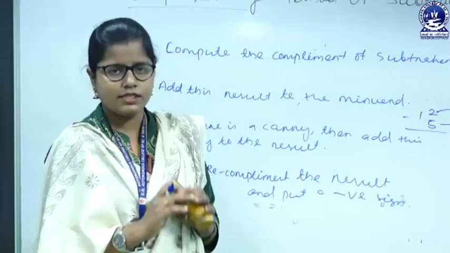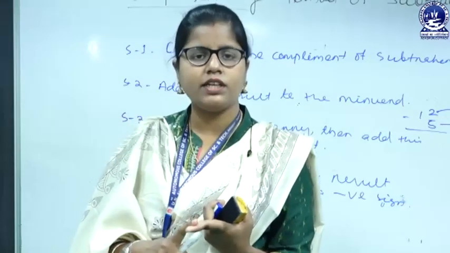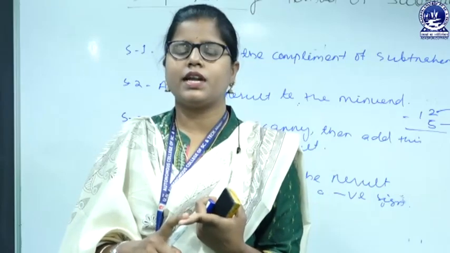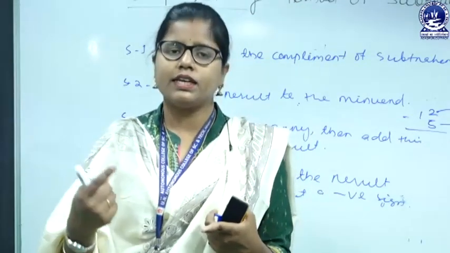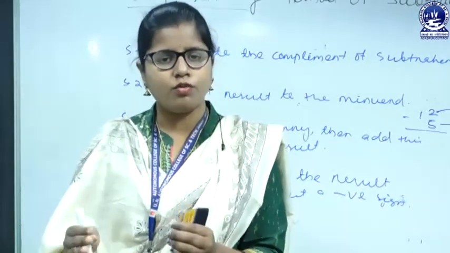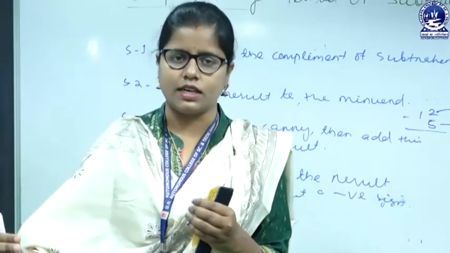So this is actually simple. In the first case, we have to find out the complement of the subtrahend. Then, what we got, the complement of the subtrahend, we need to add with the minuend. Then after getting the result, if we have some carry, then we will take that carry and add that carry at the right side.